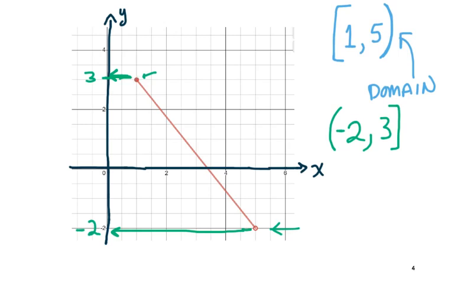Okay? So that's what I want you to remember, is how to find this range and domain. And again, the range is all the y's that this function, this graph could ever be, and the domain is all the x's that the graph could ever be.